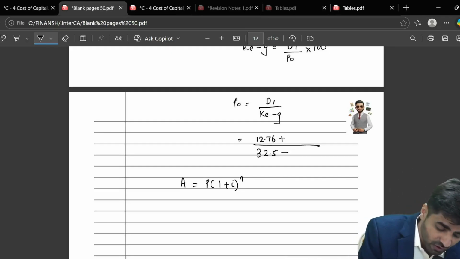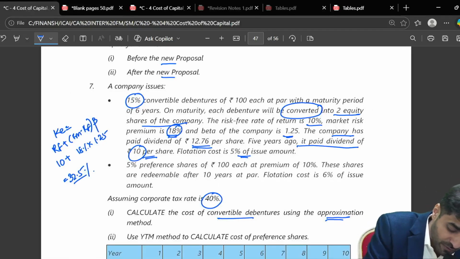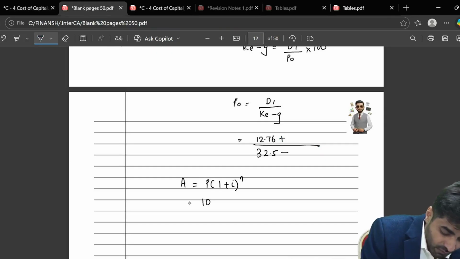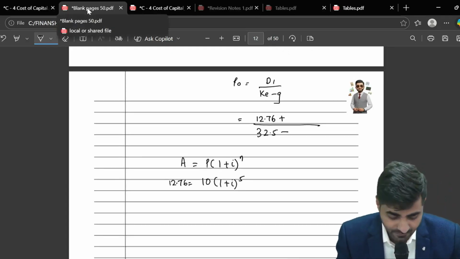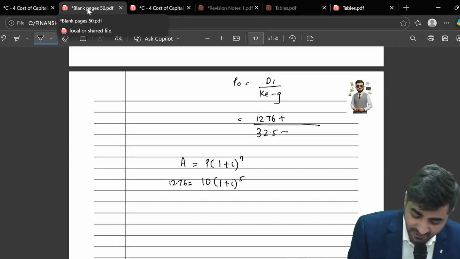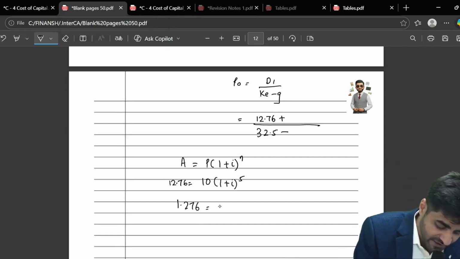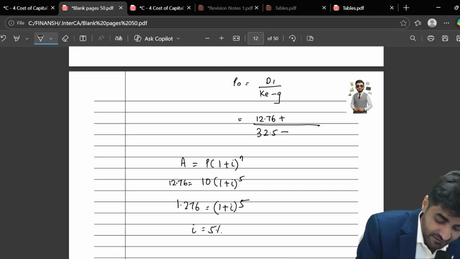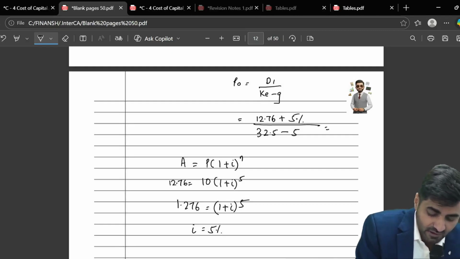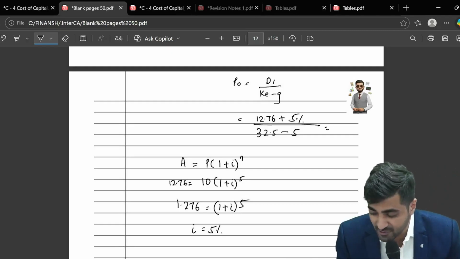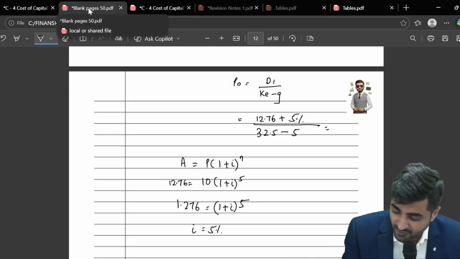Okay, 5 years ago I had paid a dividend which was how much? Rupees 10. What is this? Price has now become 12.76: 10 into (1 plus i) raised to the power 5. It's coming as 5%. 1.276 is equal to (1 plus i) raised to the power 5, so your i is coming as 5%. So can I write this as 5%? Come on, yes or no? Yes, sir. So I can get my P0. So what's my P0? Can you please calculate this for me?